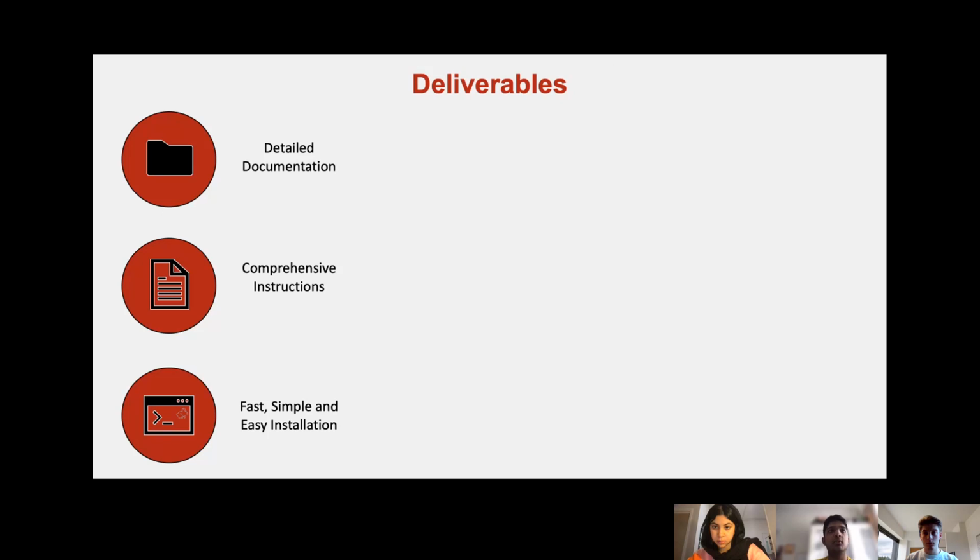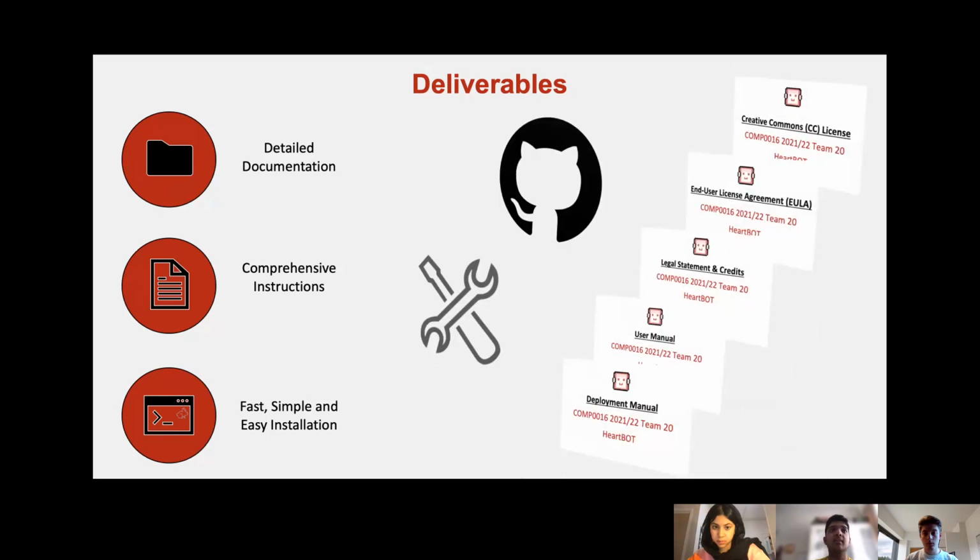Along with the well-structured source code, we have compiled an extensive and detailed list of documentation and scripts. This aims to aid users in both using and installing the program. Files such as the README, user manual, and deployment manual help the client and users in understanding source code and using HeartBot. Furthermore, additional scripts are included to provide users with a straightforward way to automatically install all required dependencies. This is extremely important for both future users and developers of the project.